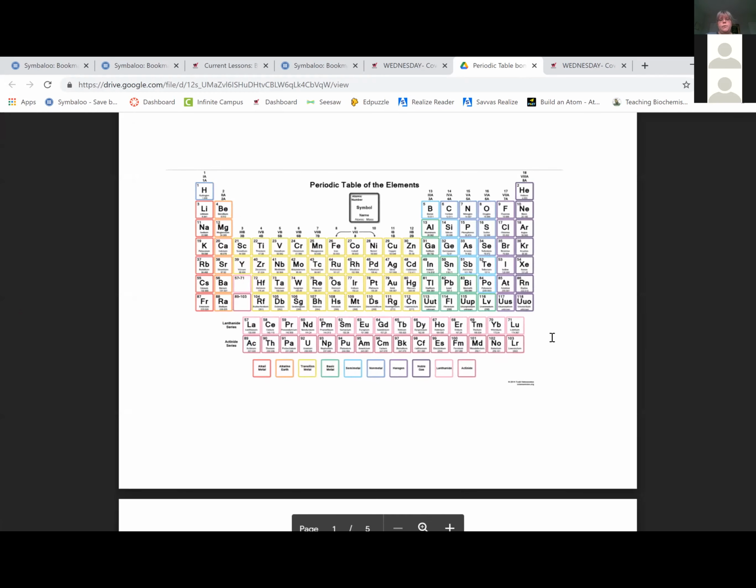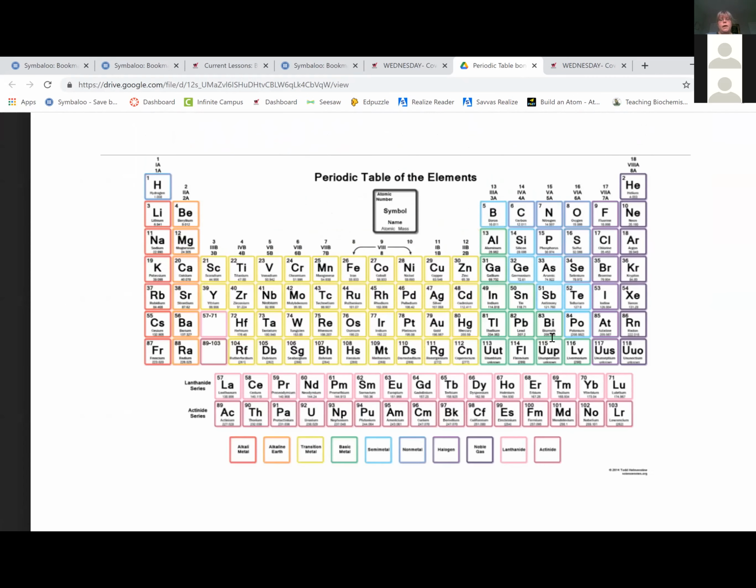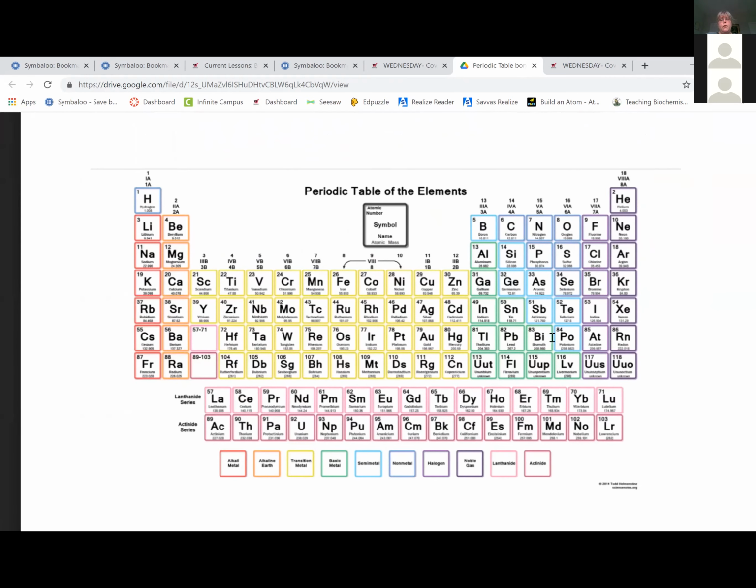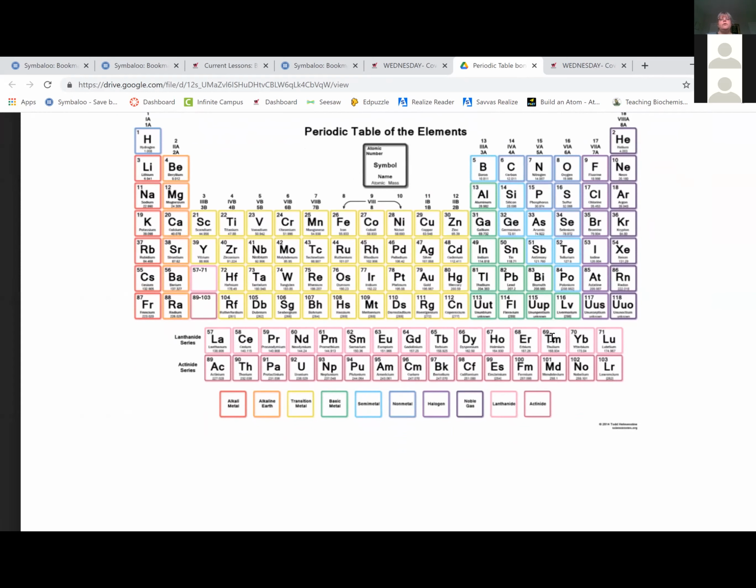Okay, so here is a periodic table. Yesterday we talked about the little boxes. If you look at the little box here, it's going to look similar to what you practiced yesterday. It has the atomic number, the symbol, the element name, and the mass. Now, looking at the entire periodic table is what we're going to do now.